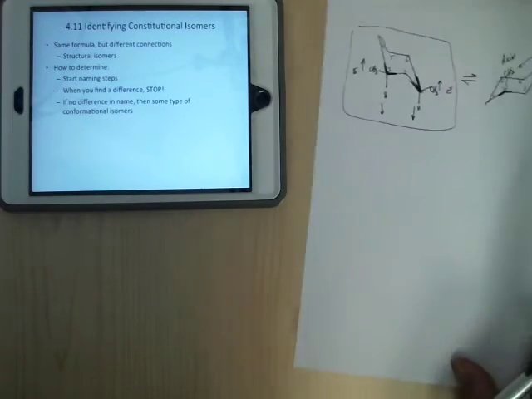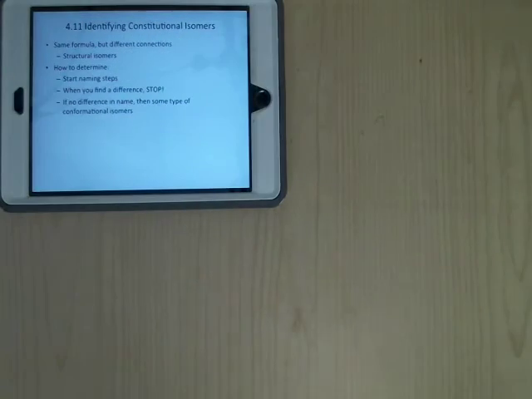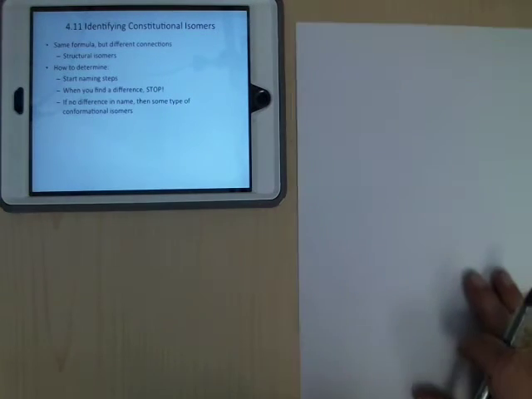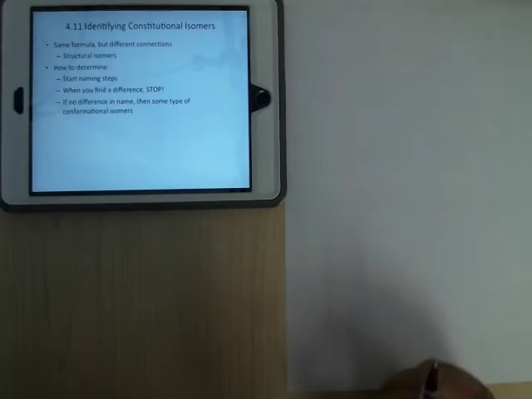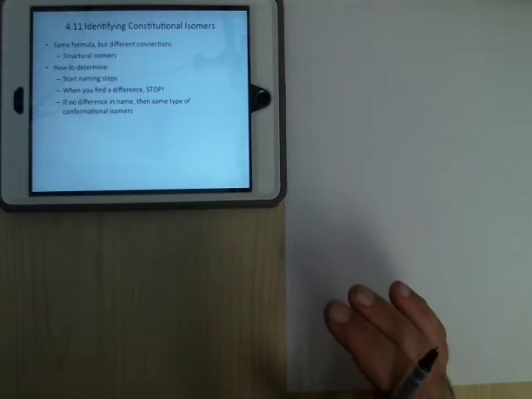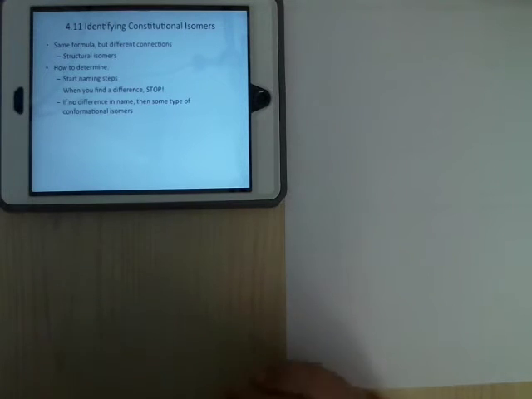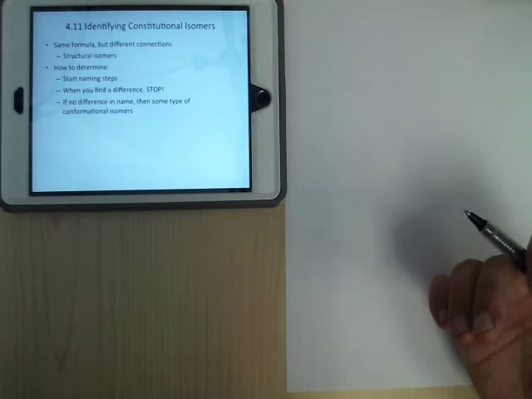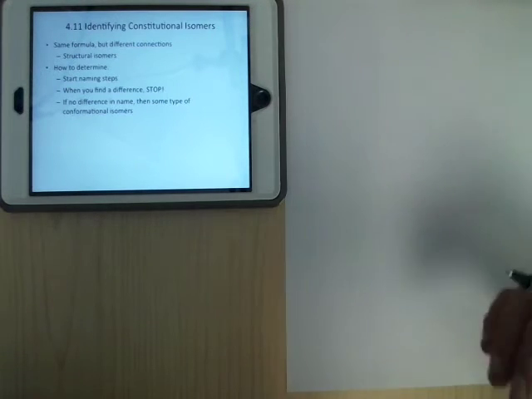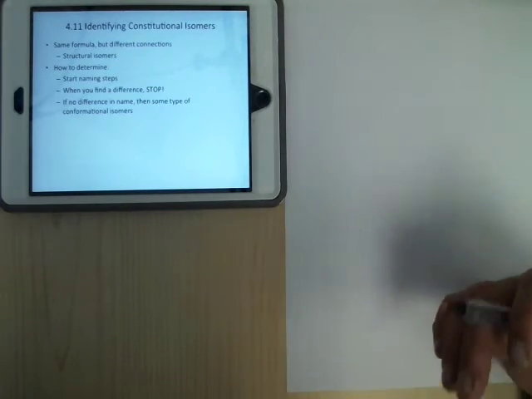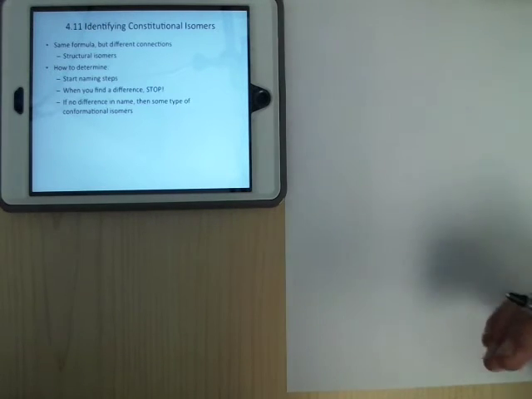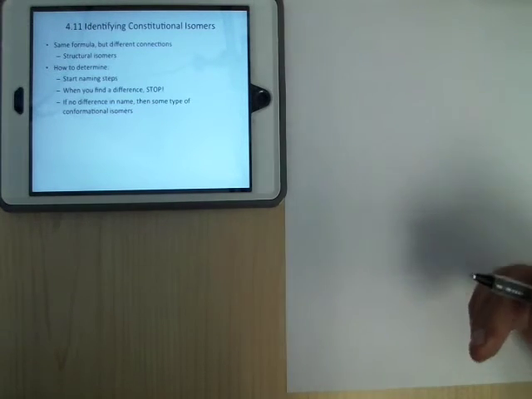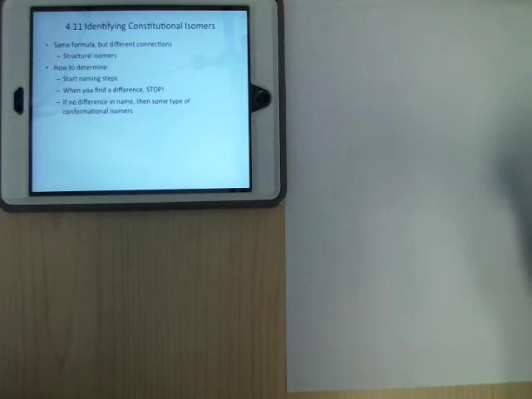Next up, constitutional isomers. Here, they're going to have the same formula, but completely different connections. They're also sometimes called structural isomers. The way that I like to do that is to start naming them, going through the 4 steps that we've talked about for naming. Find the longest chain. If the main chain is different, then you can stop. You know that they are.